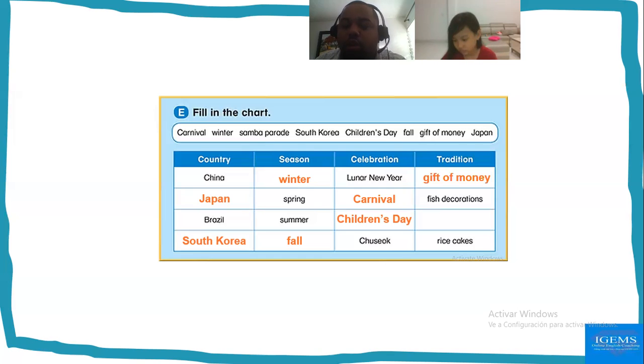And when do they do the Samba parade in Brazil? They watch singers and dancers. That is correct. The Samba parade. And finally, what is the tradition in South Korea? Rice cakes. Rice cakes.